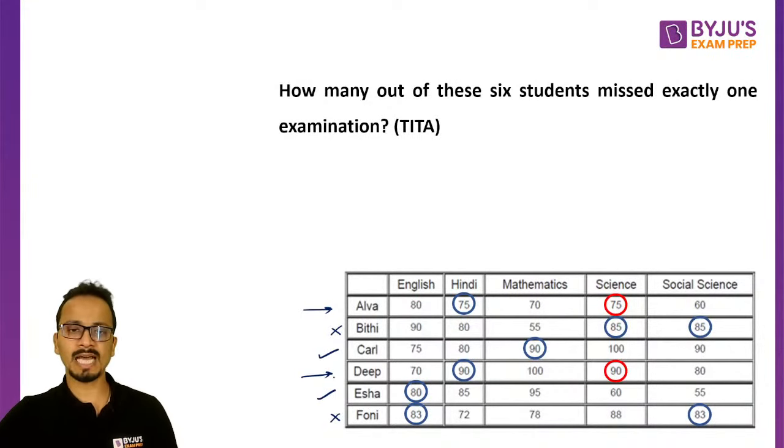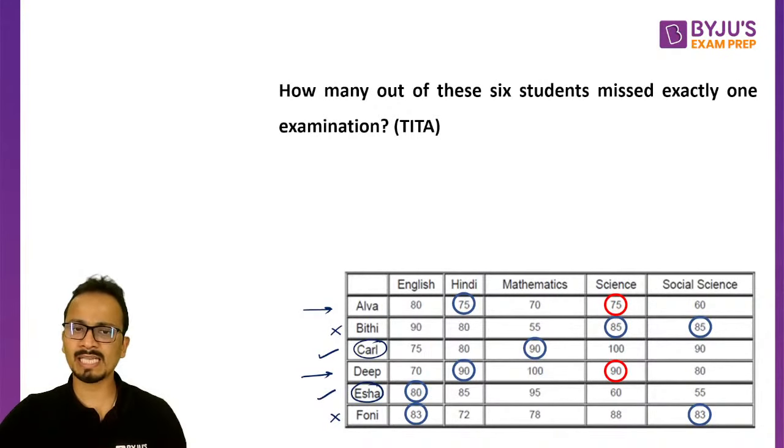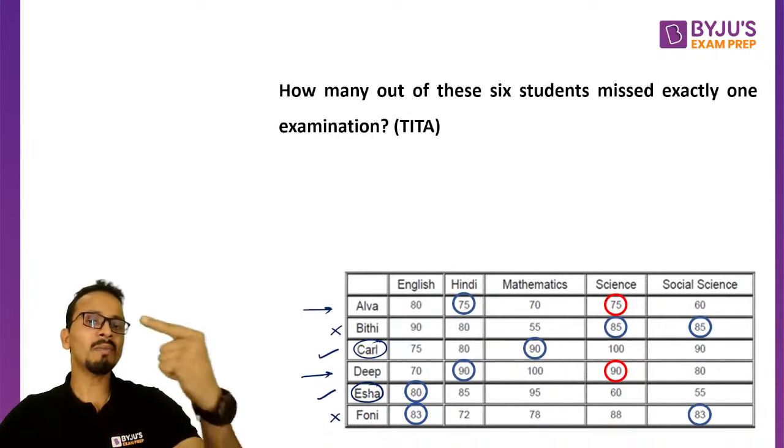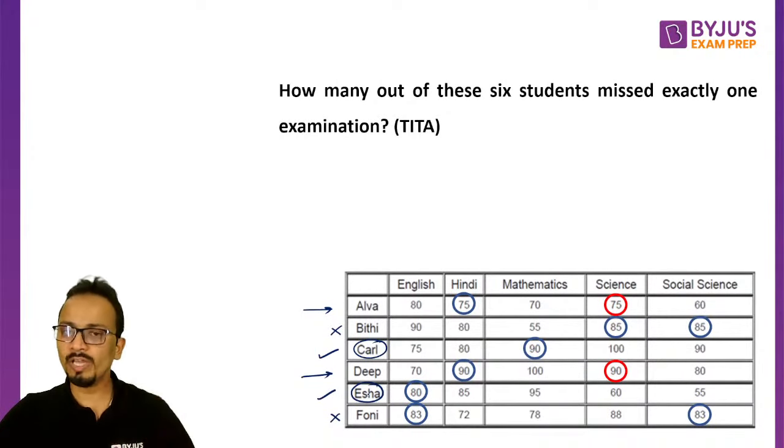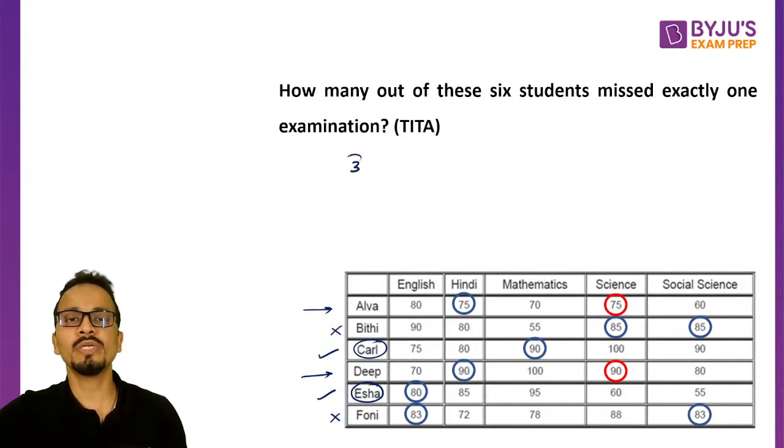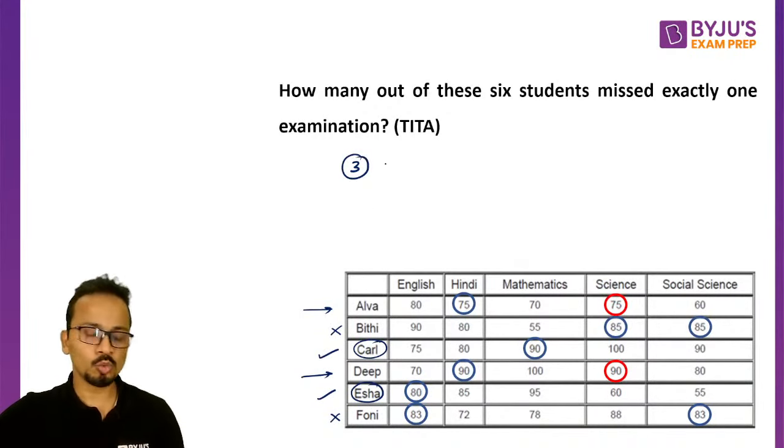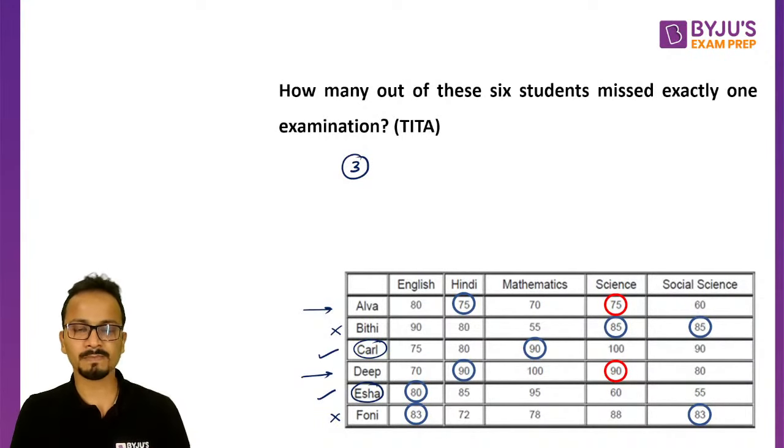Okay, so I can say that already Carl and Isha have missed exactly one examination. Also, one among Alva and Deep will miss one examination. So in total, there should be 3 students out of these 6 students who will miss exactly one of these examinations. All right, clear? Okay, let's move ahead and look at the last question.